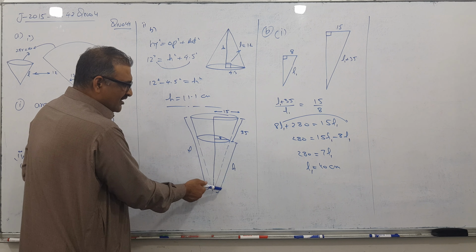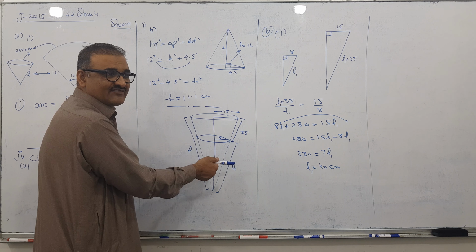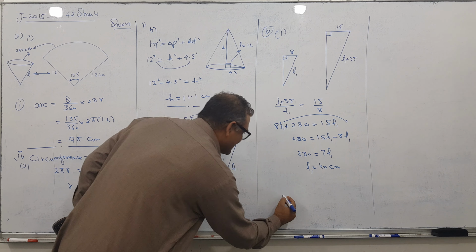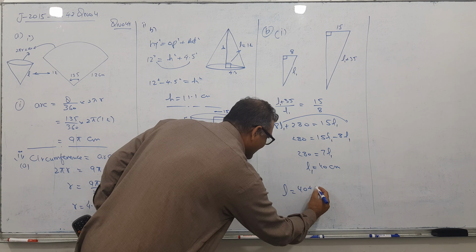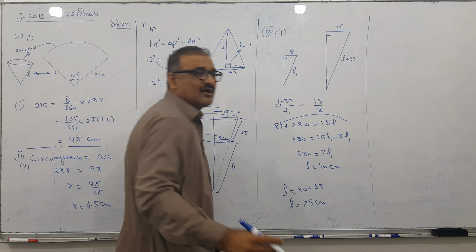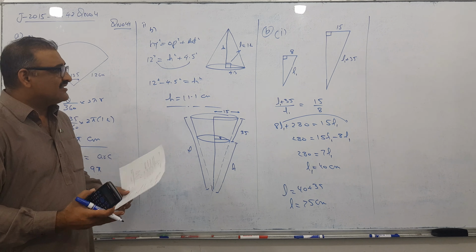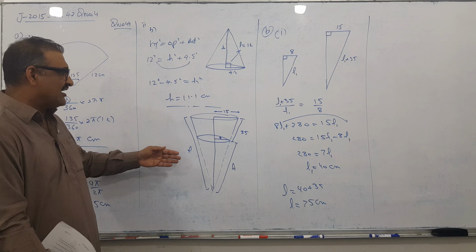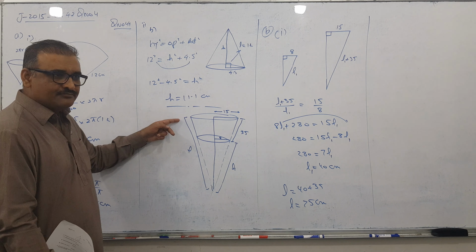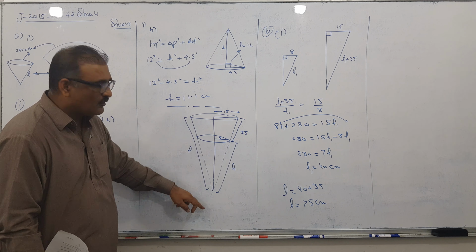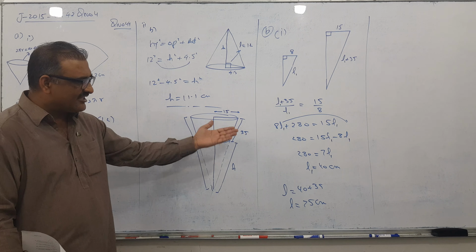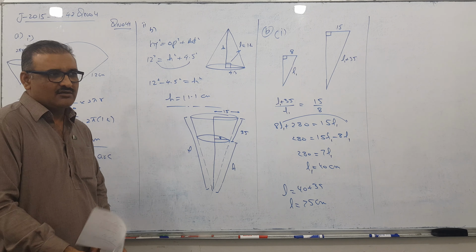This is 40. 40 plus 35 gives 75. So this is the same, and I can say L equals 40 plus 35. So I got 75 centimeters for L. But if you want to make it easy, there are a lot of other ways. If this is L, and this 35 is gone, this becomes L minus 35. So if you don't like this way, you can do it the other way, okay?